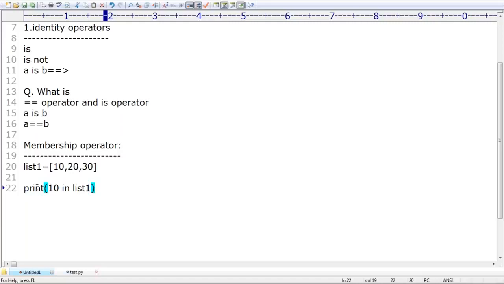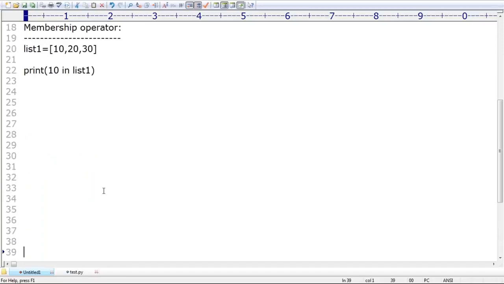So to check whether the given object is a member of the given sequence or not. A sequence is nothing but either a string or a list or anything, sir. To check whether the given object is a member of the specified list or not, for that purpose we are going to use the membership operator, right? Are you able to understand, right? Now take very special care, sir.